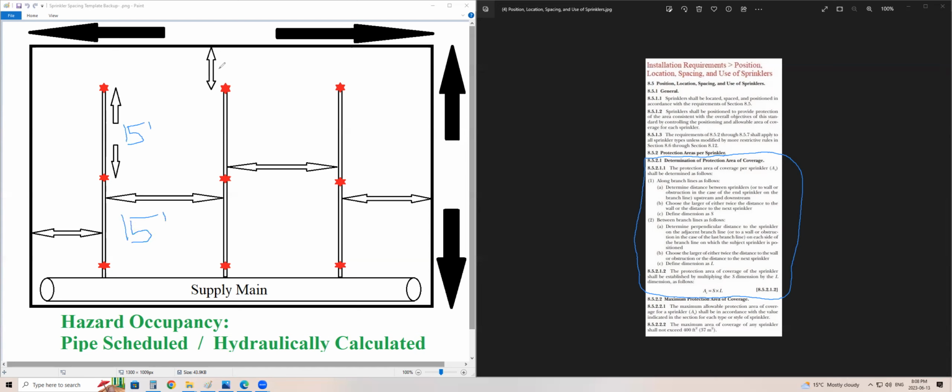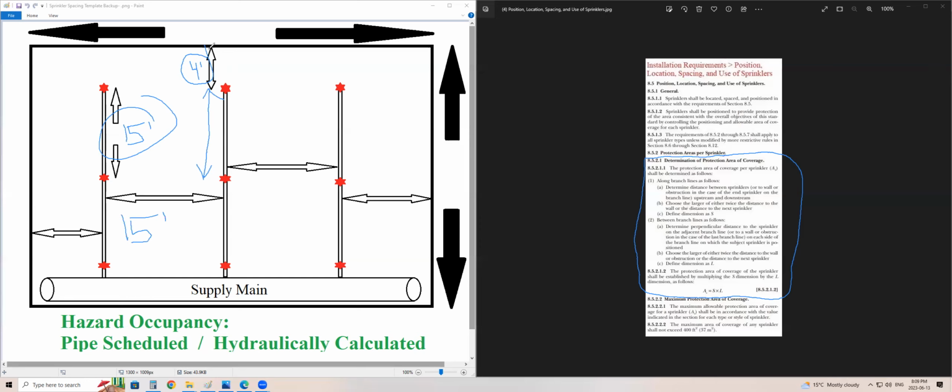And let's say, for example, this sprinkler head to this wall, these are all typical. Let's say this was only 4 feet. Well, that code is basically saying, choose the larger of either twice the distance to the wall or the distance to the next sprinkler. So twice the distance to the wall: if that's 4 feet, then 4 feet times 2 is 8 feet. But then the distance between these two sprinklers is 15 feet. So what's bigger, 8 feet or 15 feet? Well, obviously 15 feet is bigger. So we're going to go with 15 for our S dimension in this scenario, right?